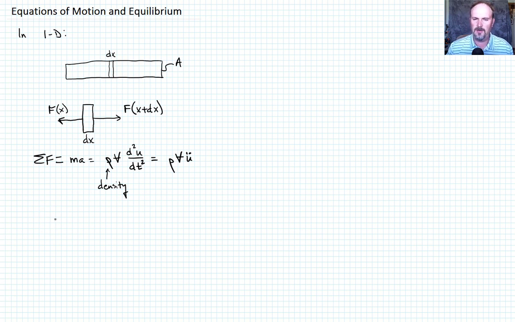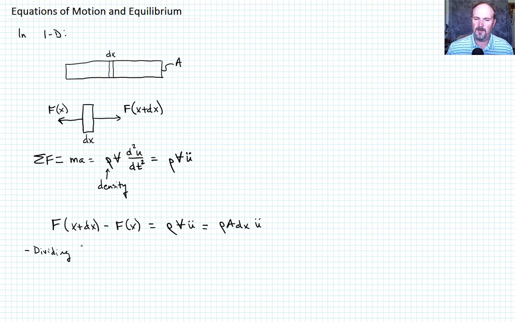The sum of the forces is going to be, in the positive direction, I have F of x plus dx. In the negative direction, I have F of x, and that's going to be equal to this quantity, rho times the volume times u double dot. And the volume looks like just the cross-sectional area times dx, so it'll be rho A dx, so A dx being the volume, times u double dot. Okay, so I can then just go ahead and divide by the volume.